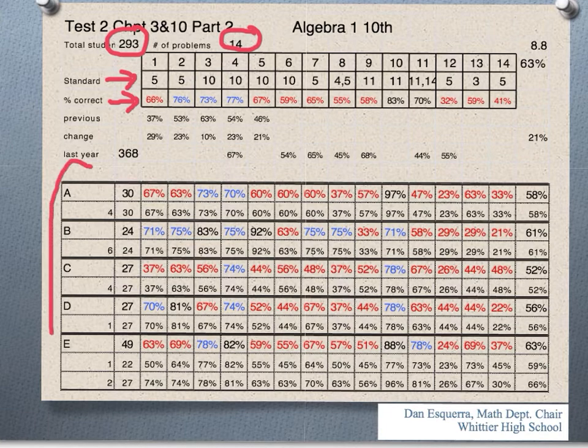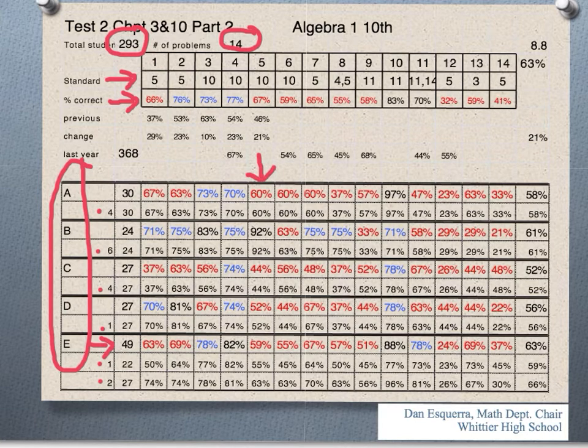The letters A through E represent the 5 teachers who teach Algebra 1 to 10th grade students. And teachers A, B, C, and D have one section of the course. Teacher E, in this scenario, has 2 sections of the course, and so the top line reveals the average percentage correct of the 2 sections that teacher has. Let's take a look at item number 5.